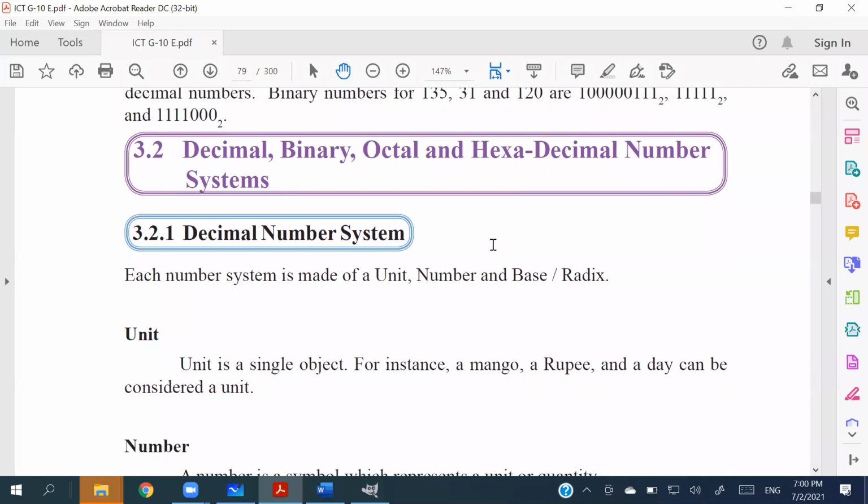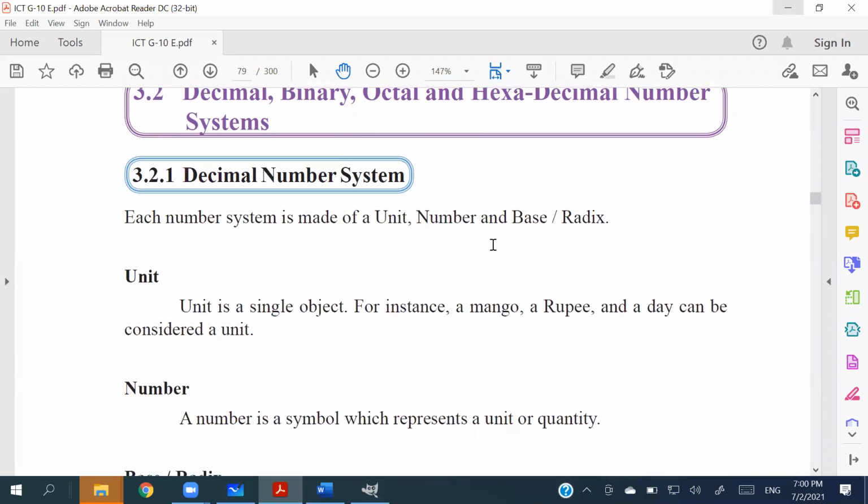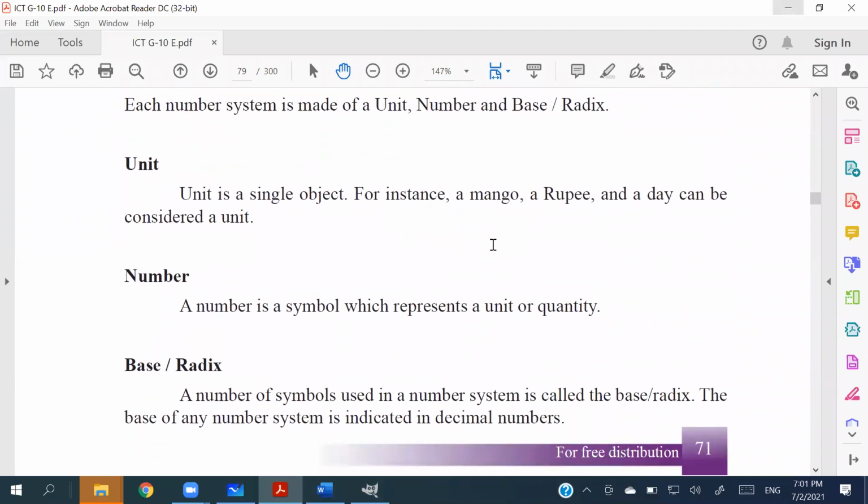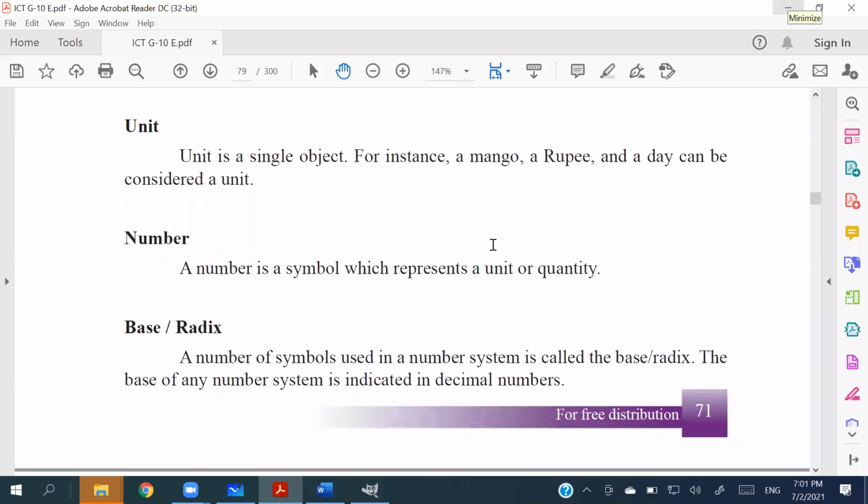Now here, for any number system, you have these components which we call unit, number, and base. Unit means a single object, right? For example, one mango from a lot of mangoes is a unit. From a bag of money, one particular rupee indicates a unit. From a month, one particular day indicates a unit.